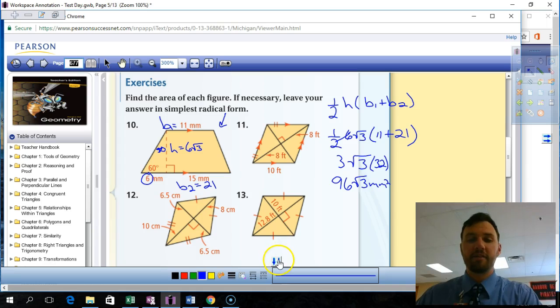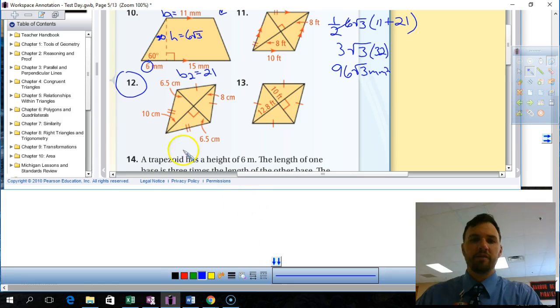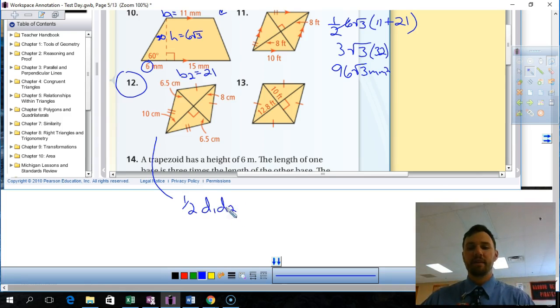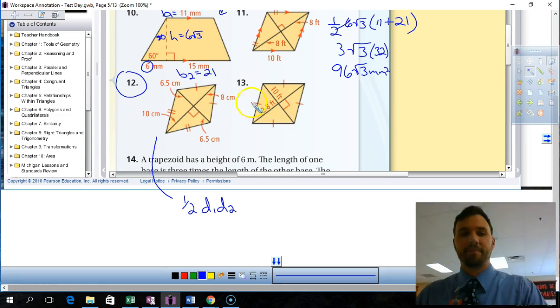Next, number 12. Number 12 is a kite. A kite's formula is 1/2 D1 times D2, the Mighty Ducks. So I need to find my diagonals, and I need to find them fast. We'll call this diagonal 1. Diagonal 1 is 13, because it's 6.5 plus 6.5. Diagonal 2 is 10 plus 8, so it's 18.